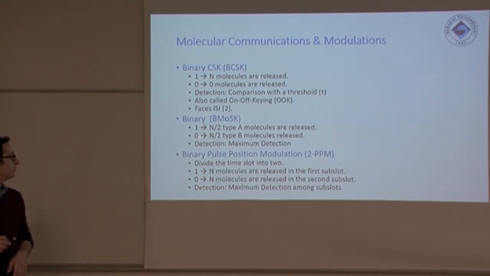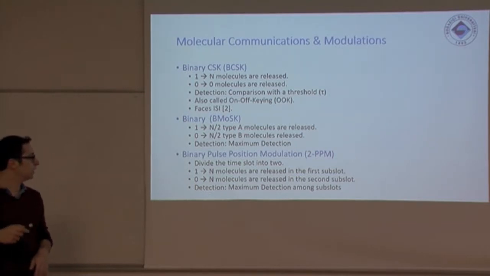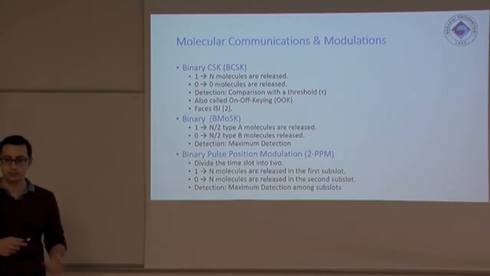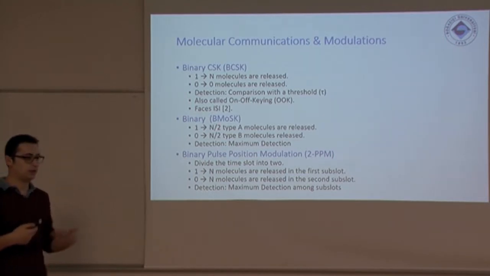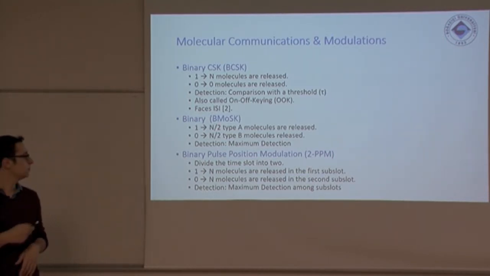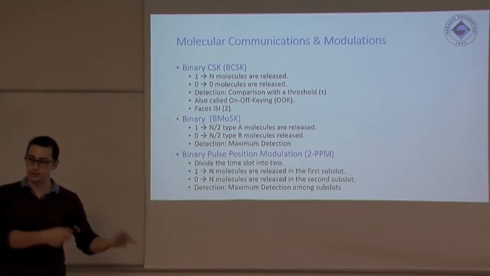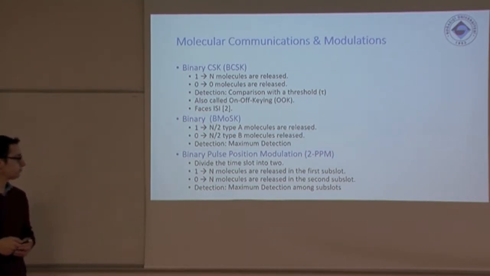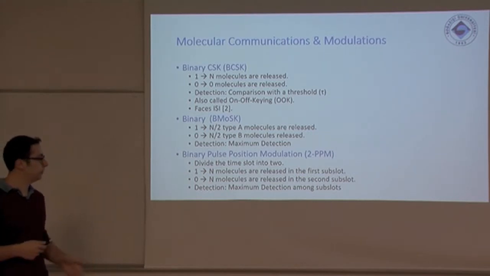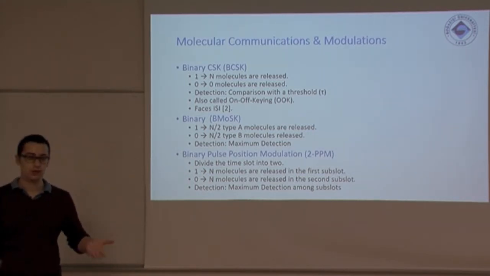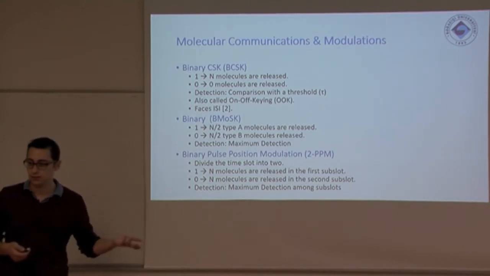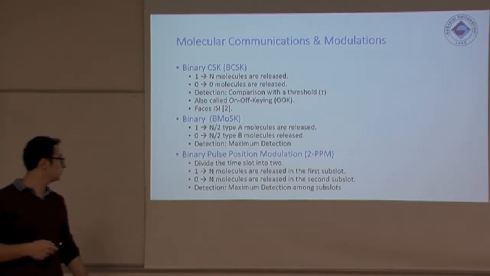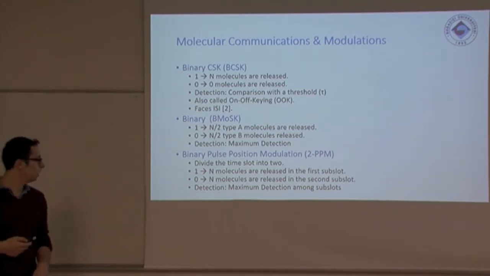Okay. As another modulation, we have binary MoSK, B-MoSK. For 1, we send type A molecules, and for 0, we send type B molecules. Of course, we need to transmit n over 2 of each to normalize the total amount of molecules we send, because of fairness in comparison. For detection, we do maximum detection. In every time slot, the receiver counts the molecules of type A and type B and says, hey, A is higher this time, so I got a 1, or B is higher, I got a 0.